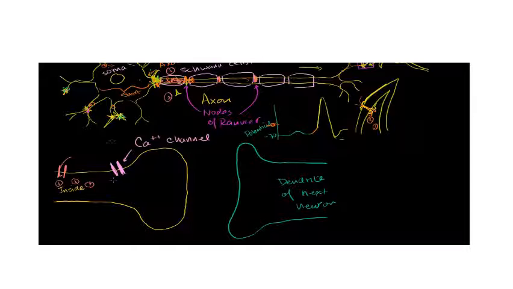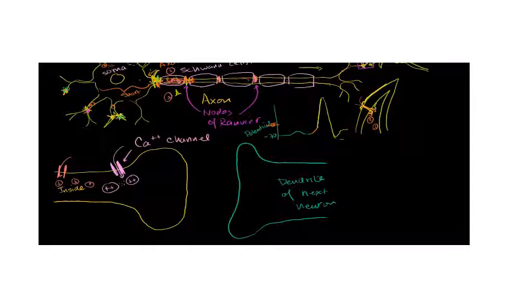And when it opens up, it allows calcium ions, which have a +2 charge, to flood into the cell. Now you're saying, hey, Sal, why are calcium ions flooding into the cells? These have positive charge. I just thought you said that the cell was becoming positive because of all of the sodium flowing in. Why would this calcium want to flow in?